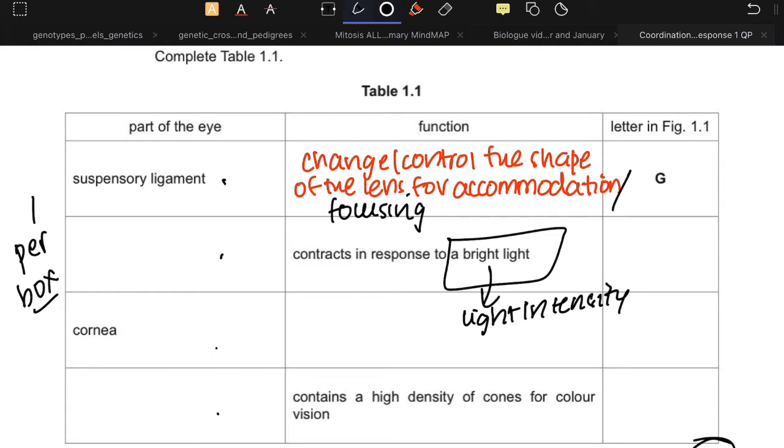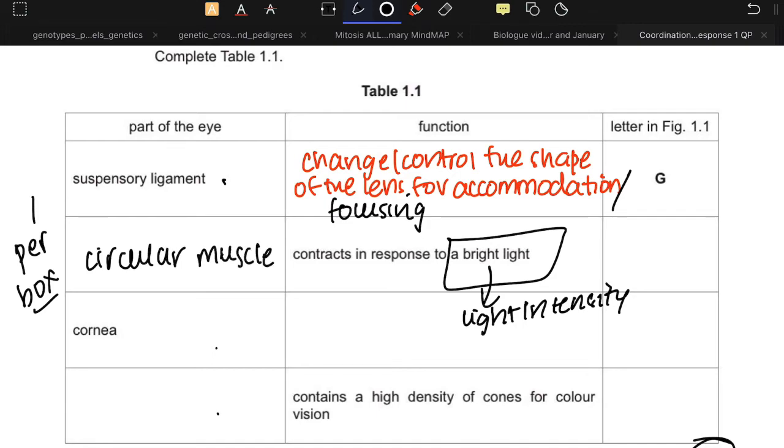So how I like to remember is circular muscles contract in bright light, radial muscles relax in bright light, and then opposite in dim light, circular muscles relax, radial muscles contract. So this is circular muscles. Circular muscles contract in bright light.